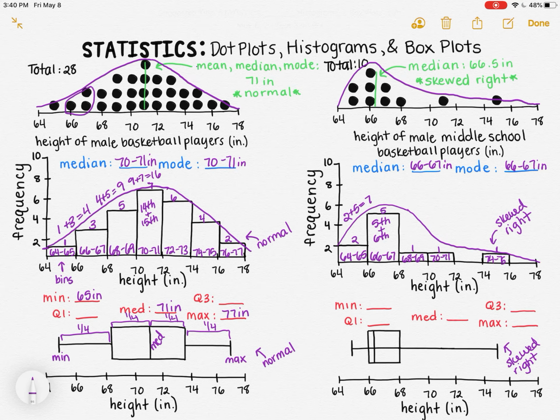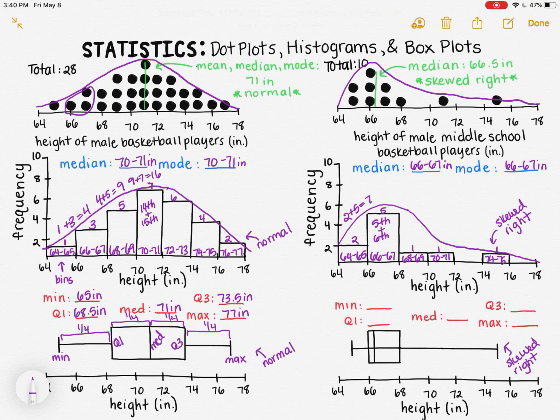So quartile 1 is where we see the first quarter of the data. So quartile 1 is this line between the minimum and the median. And quartile 1 looks to be a little bit after 68, so 68.5 inches. Next, we have quartile 3, which is where we see after 3/4 of the data. So that's the line between median and maximum. And that line is a little before 74, so 73.5 inches.